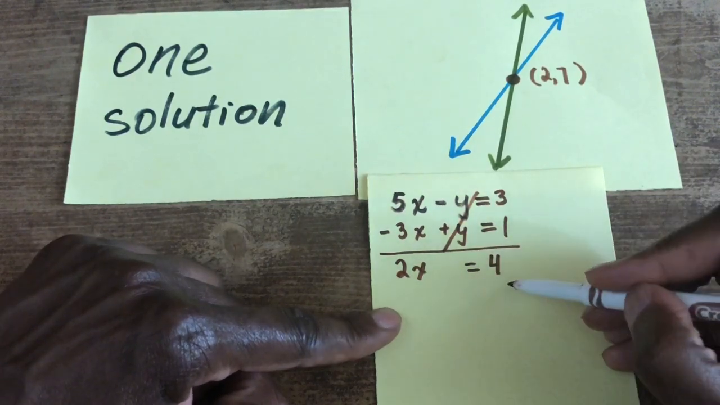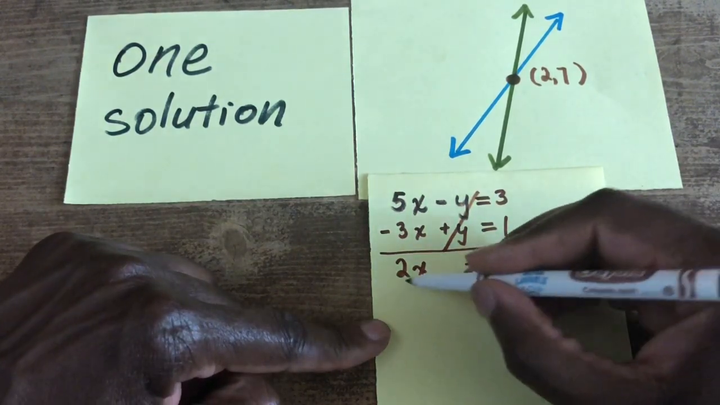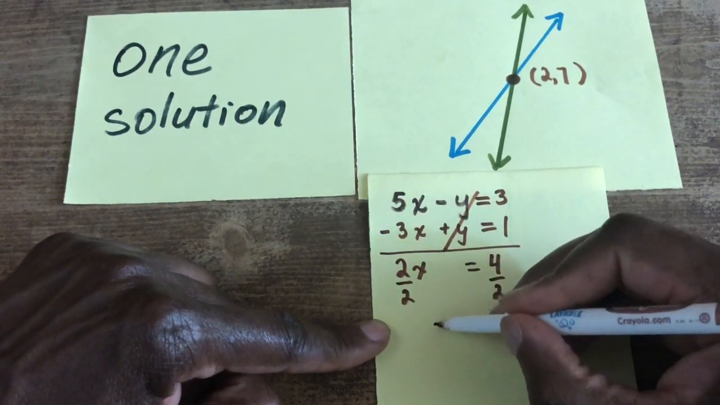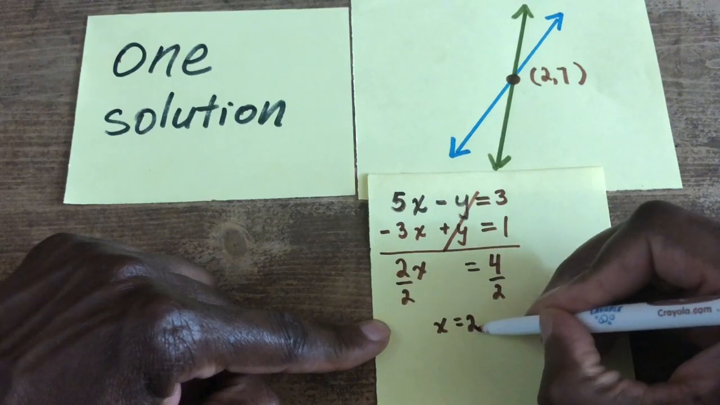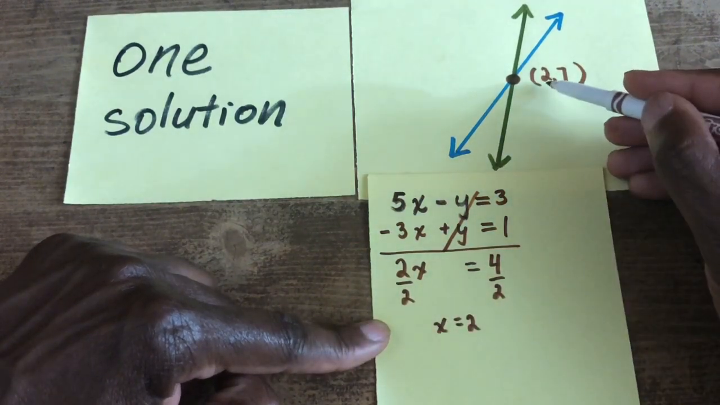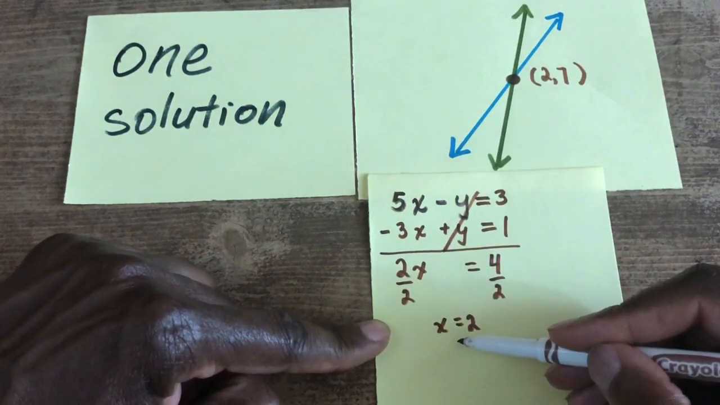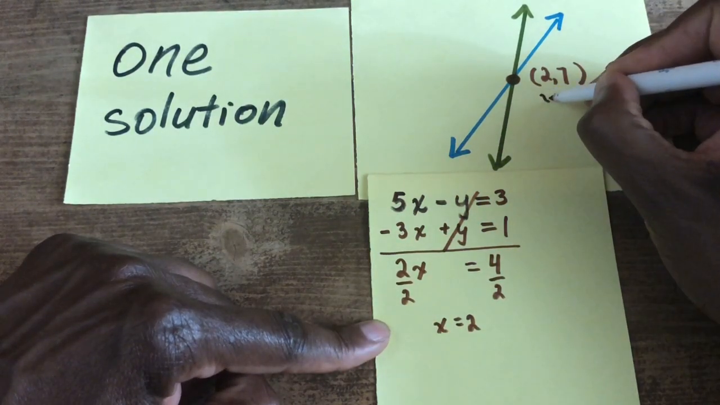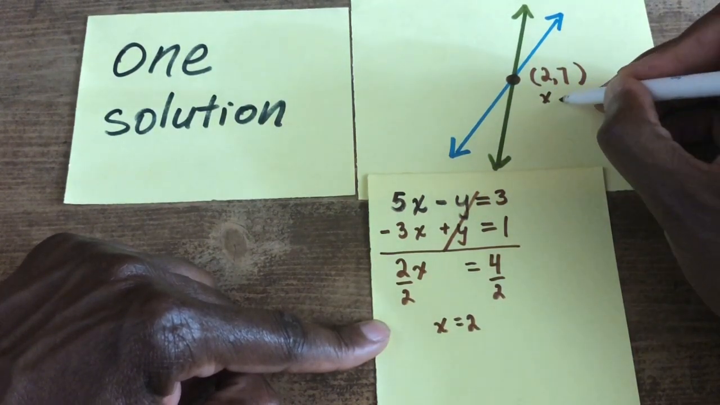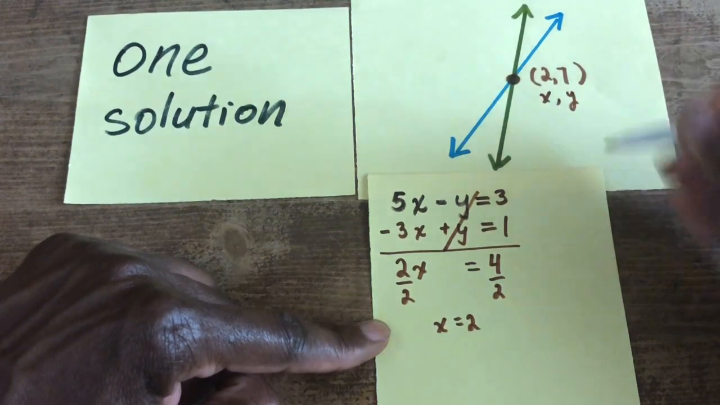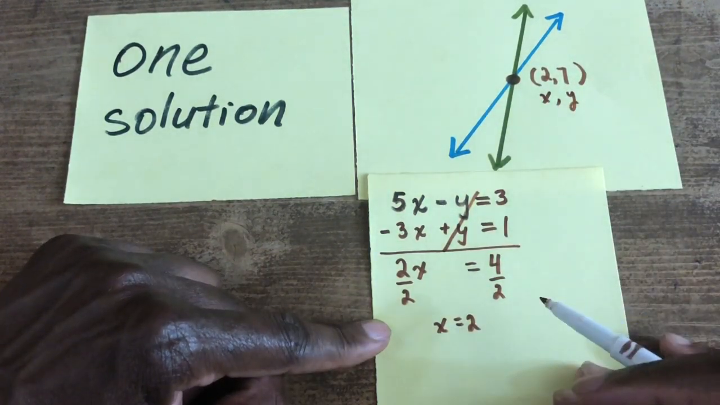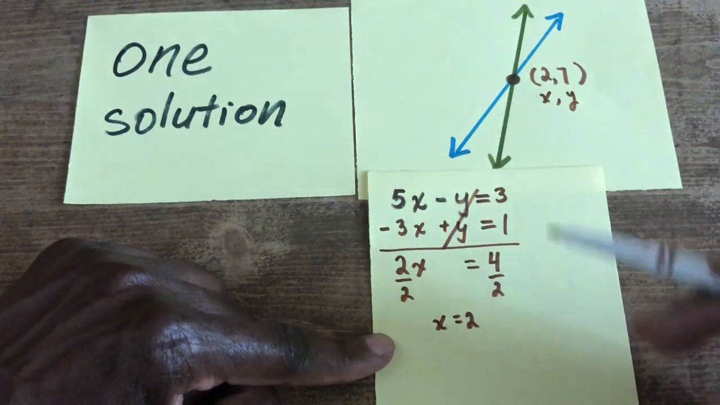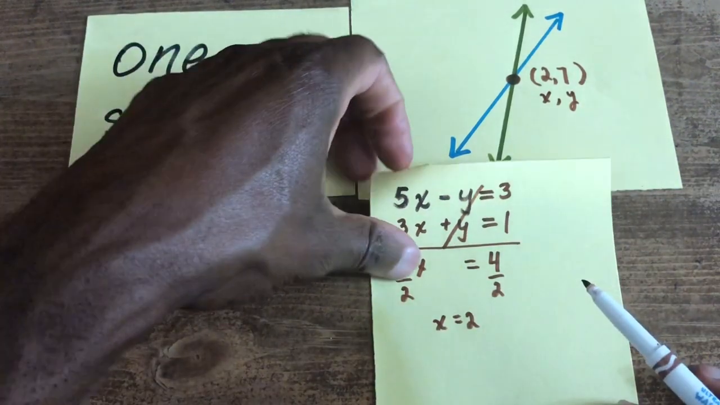So I have 2x is equal to 4. Divide both sides by 2, and now I get x is equal to 2. Hey, take a look at that. There goes my x value, and here goes the x value over here. x is equal to 2. And remember, the coordinate will be the x value and then the y value. So our next step is to find out what the y value is. We know it over here, but let's see how we do it when we're solving it algebraically.